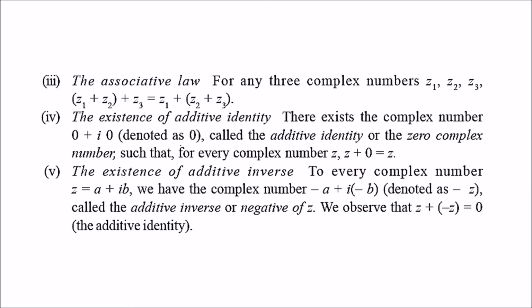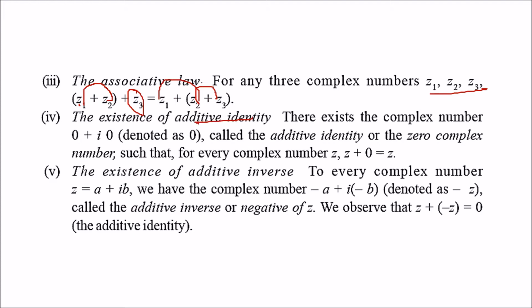Then we come to the associative law. This associative law means if you have three complex numbers z1, z2, z3, you add z1 with z2 and then add z3, or you add z2 and z3 and then add with z1. These two are going to be the same.